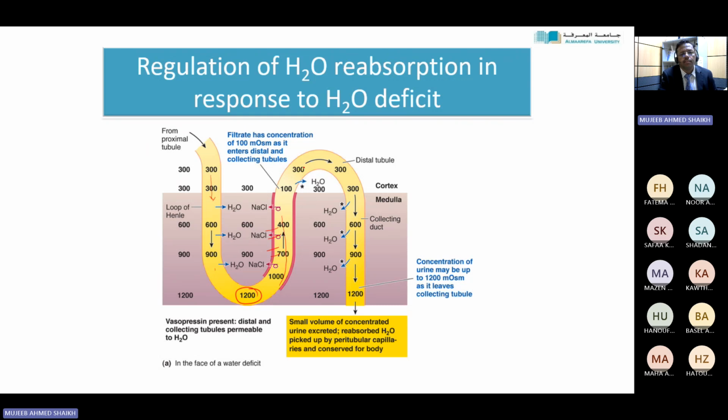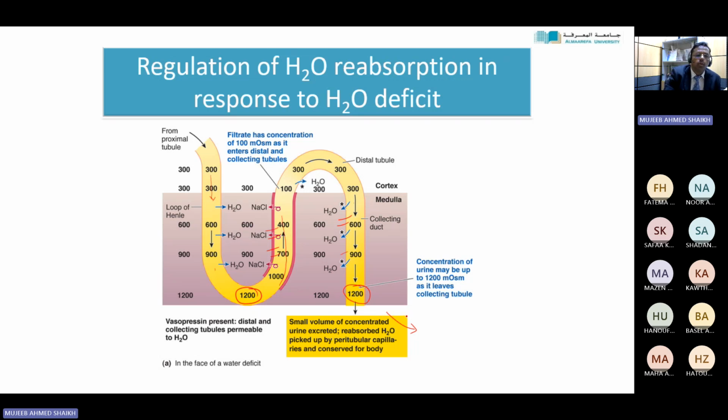Water is as it is. When it comes here again, there will be water reabsorption under the influence of ADH. This leads again to hyperosmolar, highly concentrated urine being passed outside. This is the regulation of water reabsorption.